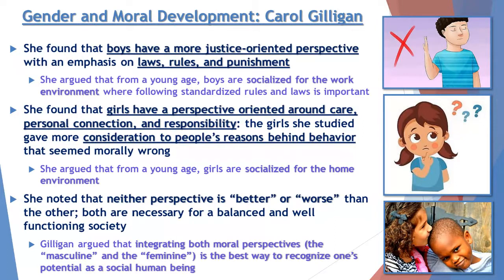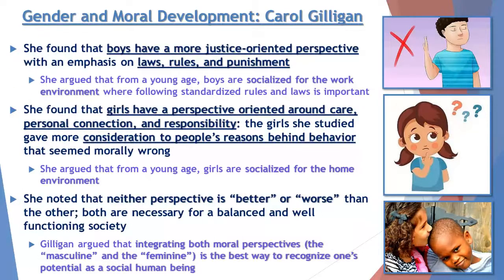So Gilligan suggested that boys have a more justice-oriented perspective when it comes to following laws, following rules, and avoiding punishment. And her argument was that boys, again, historical context, this was in the 70s, were being socialized for the work environment where you have to follow standard rules, where laws are important, where if you break the rules or the laws, you get fired or go to jail. So she argued boys were being socialized in a certain way, and so they viewed the Heinz dilemma in a specific way as well.